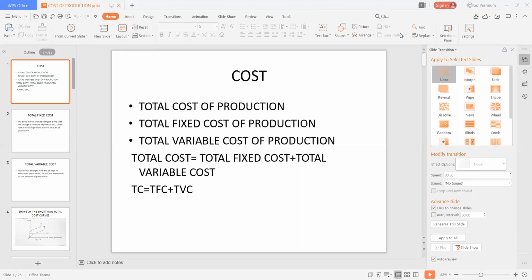The main cost of production is the total cost of production, which is divided between the total fixed cost of production and the total variable cost of production. Total cost equals total fixed cost plus total variable cost. TC equals TFC plus TVC.